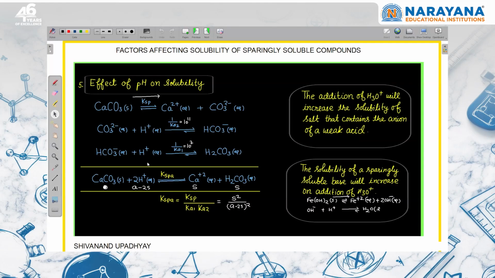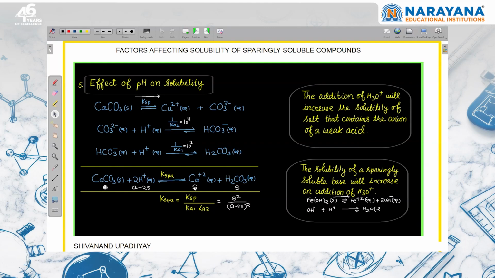If we add these three reactions, I can write that the equilibrium constant of this reaction is KSPA, the solubility product in presence of acid, KSPA, right? So KSPA is equal to KSP divided by Ka1 and Ka2. And logically, if H plus is present in excess and the salt is sparingly soluble, all the soluble carbonate ion will convert into bicarbonate ion, and all the bicarbonate ion will again convert into carbonic acid. So whatever carbonate ion is present is almost totally converted into carbonic acid, H2CO3.